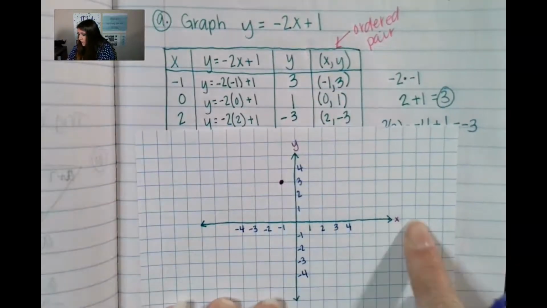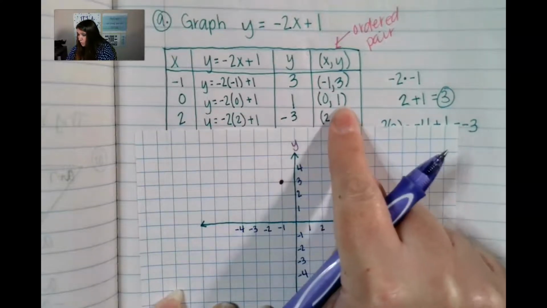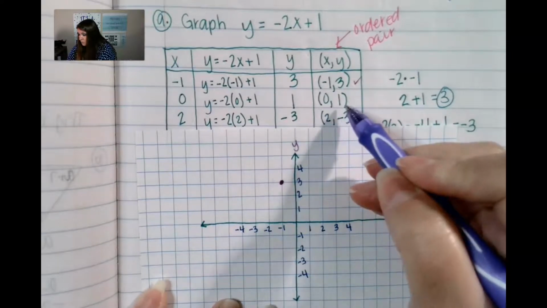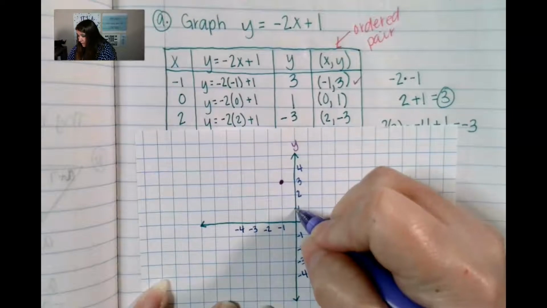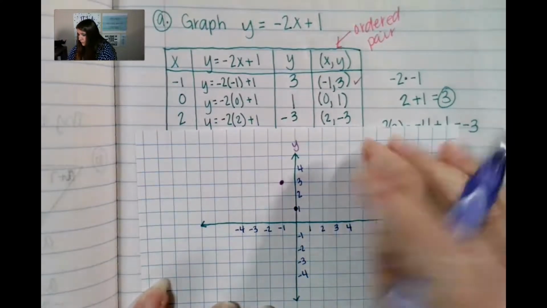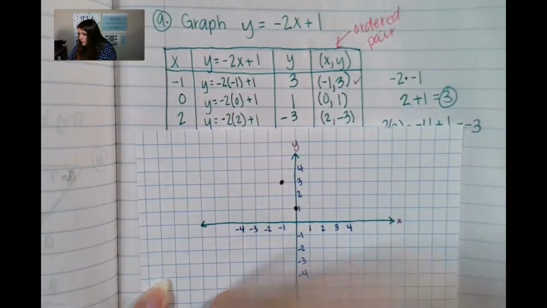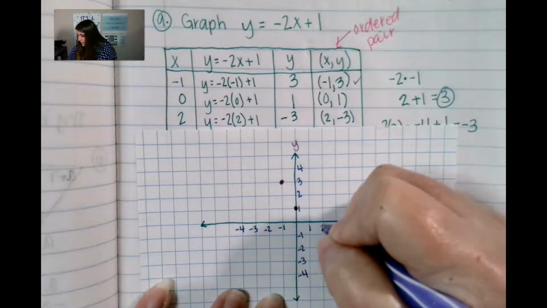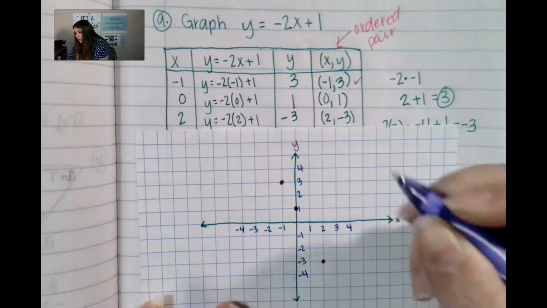So here's my x-axis, here's my y-axis. There's my first dot. Next, I want 0, 1. So after I plot it, I'm just going to put a check, 0, 1. So 0 means I don't go anywhere, and then I go up 1. And my last one, which I didn't put a comma or a parentheses on, I'm sorry, is 2, negative 3. So now I'm going to go over 2 and down 1, 2, 3 lines and put a dot.